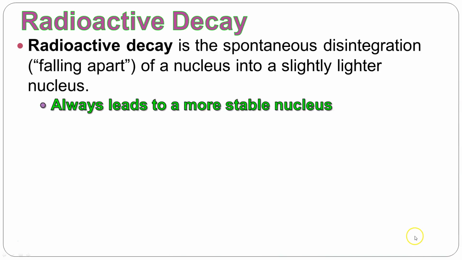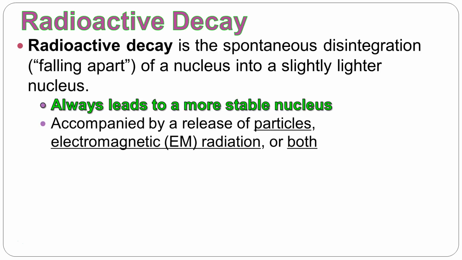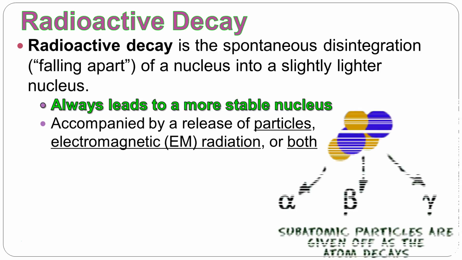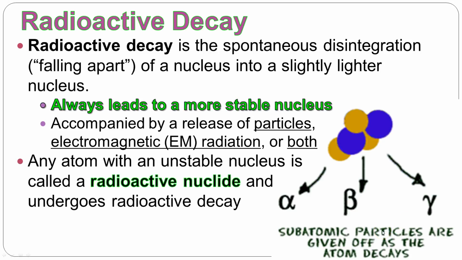Obviously this has been simplified a little bit, but we have a very heavy nucleus, uranium, the heaviest naturally occurring one, breaking down into lead, which is a much lighter one by comparison. The key thing to know about radioactive decay is that it's always going to lead to a more stable nucleus. It's not going to break down into something more unstable, something more likely to break down. When it breaks down, this is accompanied by the release of particles, electromagnetic or EM radiation, or both. There I have the alpha particles, the beta particles, and the gamma rays. These are particles, and this is electromagnetic radiation. So stuff is given off when stuff decays.